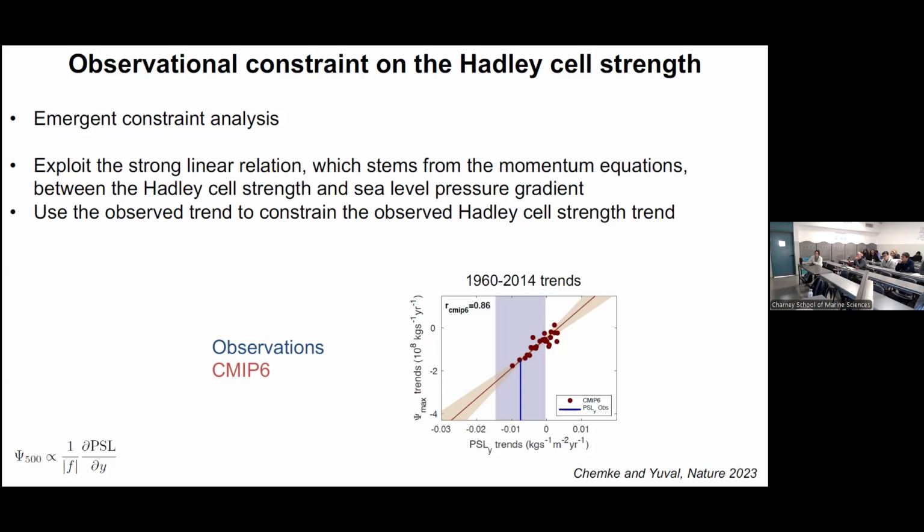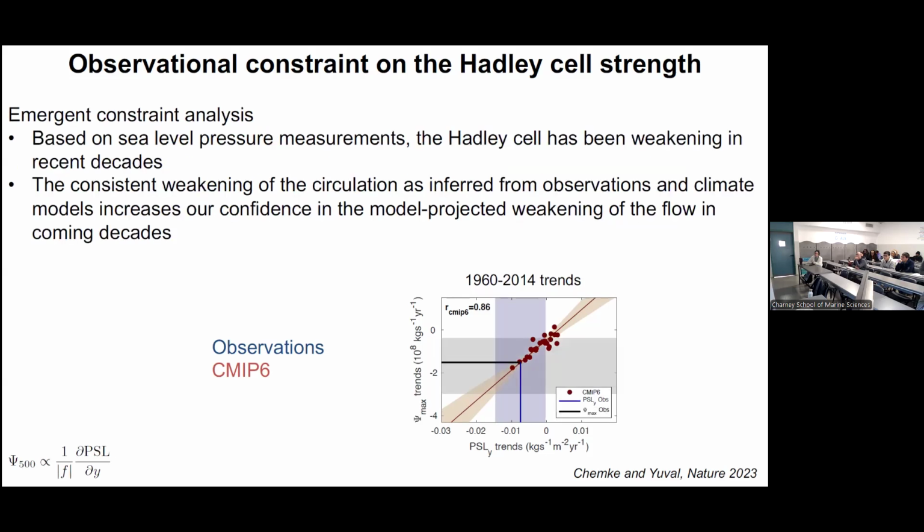Together with the observed trend, we can put a constraint on the y-axis, which would be this horizontal black line, which tells us that the circulation has been weakening. You can see by the negative value, right? So just a weakening of the circulation in recent decades, consistent with what we see with most of the models. This is the uncertainty. It has a large uncertainty, but still suggests a reduction in the circulation in recent decades.